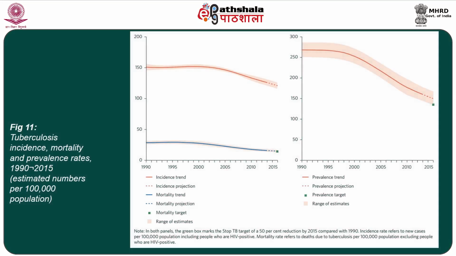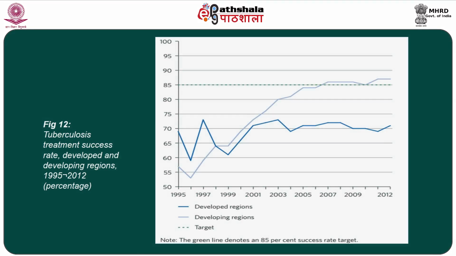nets. Figure 11 gives the TB incidence, mortality and prevalence rates, estimated numbers per 100,000 population. The trends are showing a declining pattern over a period of time. Figure 12 gives the TB treatment success rate for developed and developing regions. For the developed regions, the success rates have improved considerably and they have surpassed the 85% mark, whereas in case of the developing regions the success rate has increased and improved, but still there is scope for further improvement.